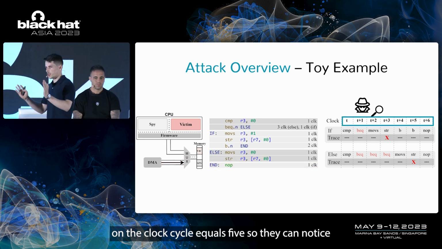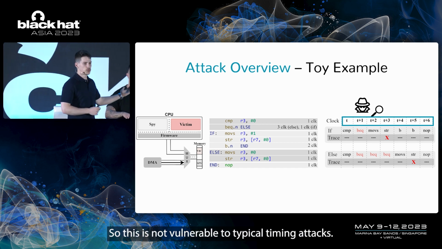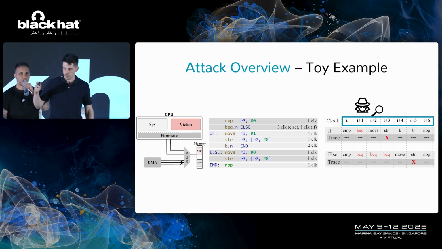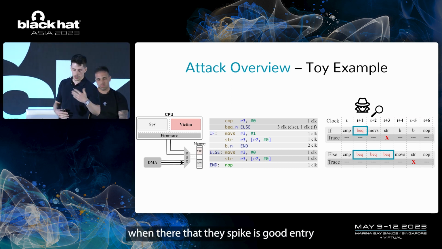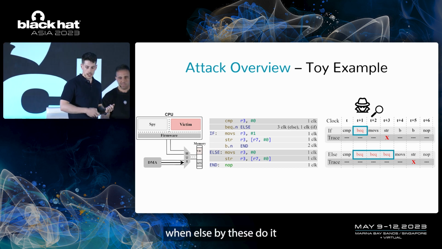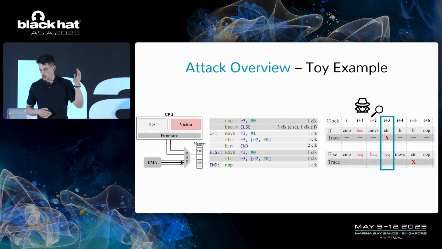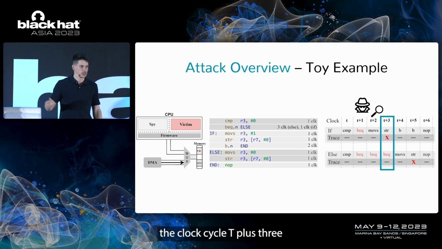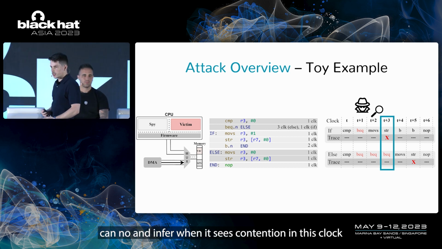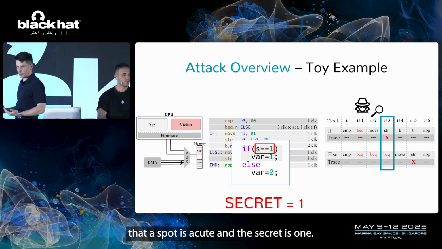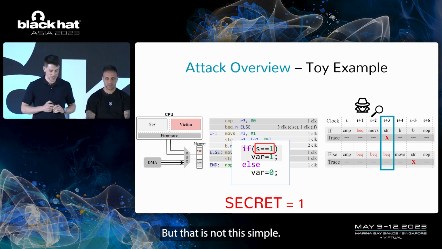Take notice that both paths took 7 clocks to execute, exactly the same time. So this is not vulnerable to typical timing attacks. However, there is an exception here. The branch equal took 1 clock cycle when the if path is taken, and 3 when the else path is taken. And this changes the relative position of the store, and this will create contention in different clock cycles. So a spy that is monitoring, for example, clock cycle t plus 3 can infer, when it sees contention in this clock, that the if path is executed and the secret is 1. So this is the basics of our attack, but it is not this simple.